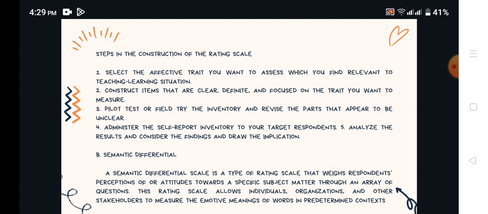4th and lastly, administer the self-report inventory to your target respondents. 5. Analyze the result and consider the findings and draw the implication.